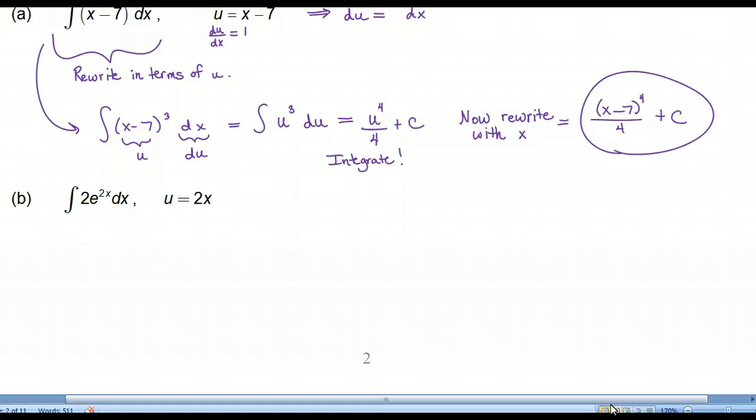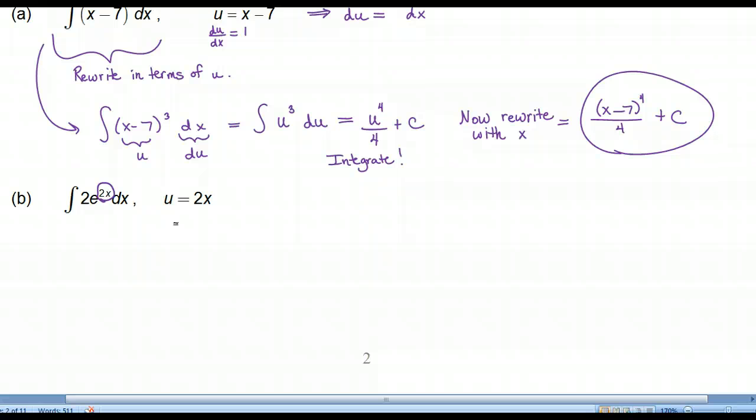Okay, let's do it. The antiderivative of e to the x is e to the x. But I don't have just e to the x. I have a 2x here. Why does u equal 2x? When you have exponents, it's not as clear on these types of problems. Before, the inside was pretty easy to determine. But when we have exponential functions, the inside is our exponent.